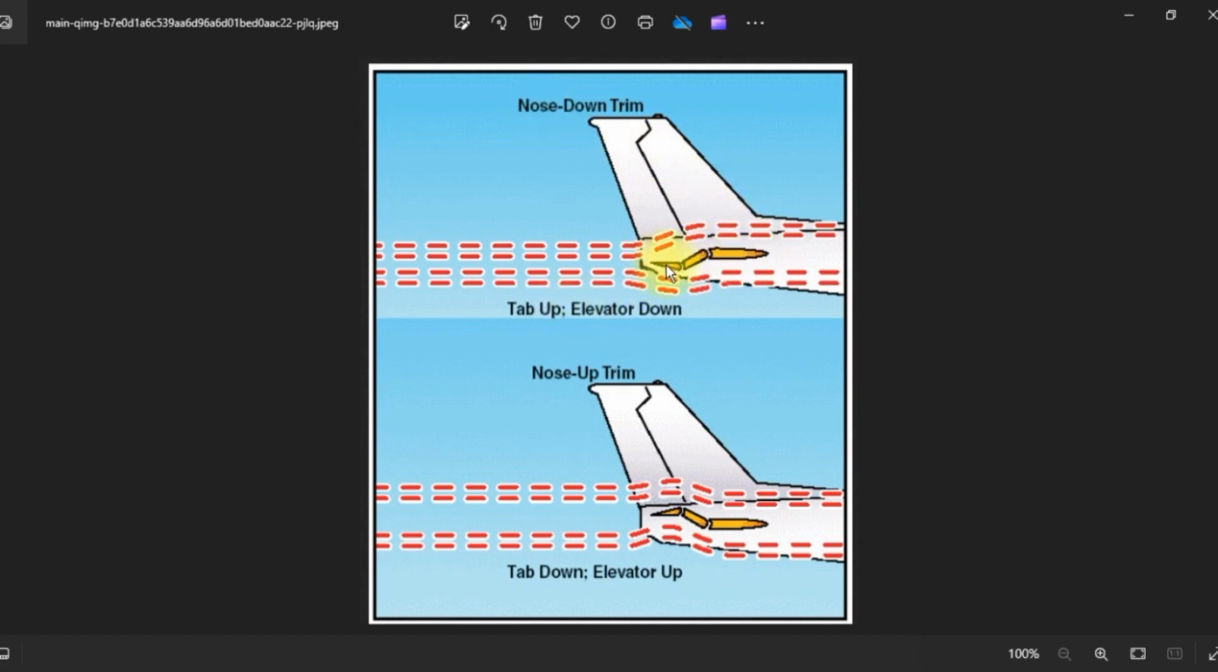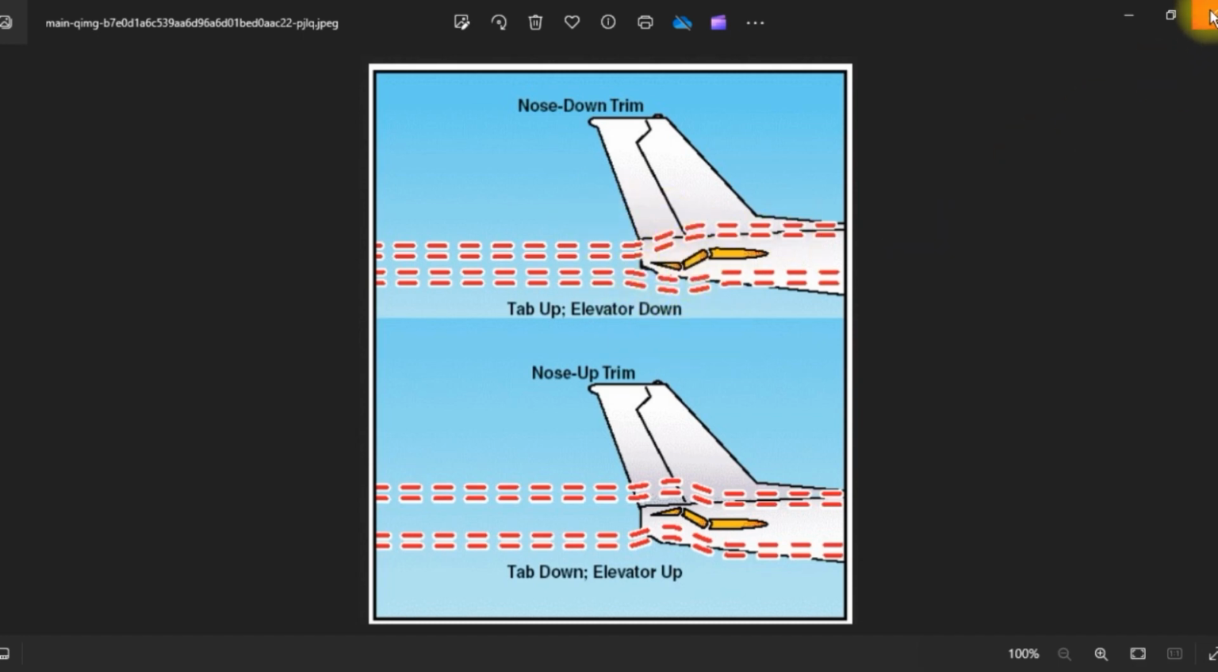Trimming means locking in position. Okay, it locks in position here. We say trim: nose down trim, tab up, elevator down. Nose up trim, tab down, elevator up. When the aircraft reaches cruise altitude, the pilot trims the elevator, meaning they can fly straight and level up to the point of descending at their final destination. That's how we know airplanes fly straight and level. There is no adjustment for the curvature of the Earth.